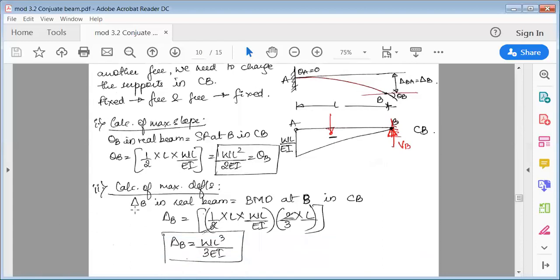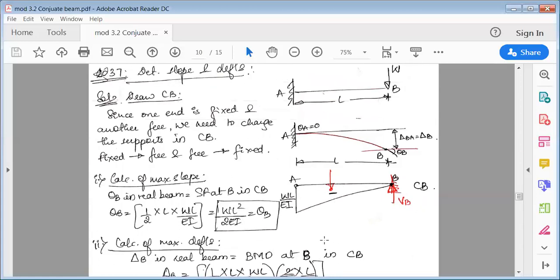Similarly, calculate delta B. Delta B in real beam, because you're finding it at B, would be the bending moment at B in conjugate beam. So delta B is equal to the area of this triangle into its CG distance with respect to B. So area of a triangle is half into base into height, then CG with respect to B. The centroid of the triangle measured from the apex of the triangle is 2/3, so it is 2/3 of L. So delta B is WL cube by 3EI. This is how you calculate theta B and delta B.